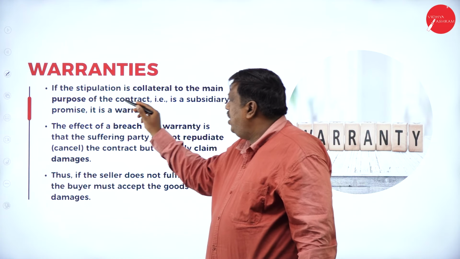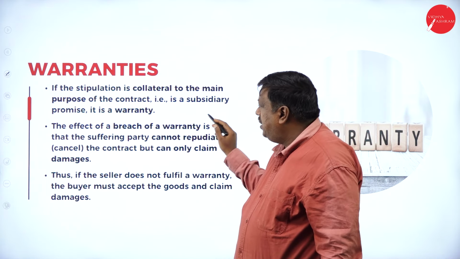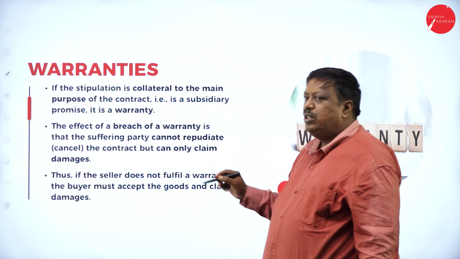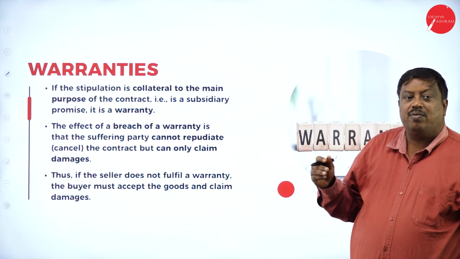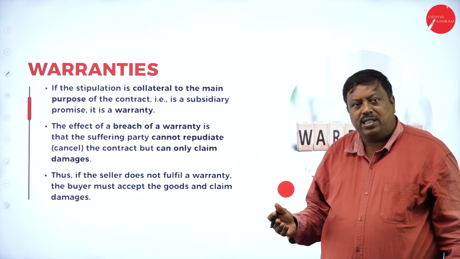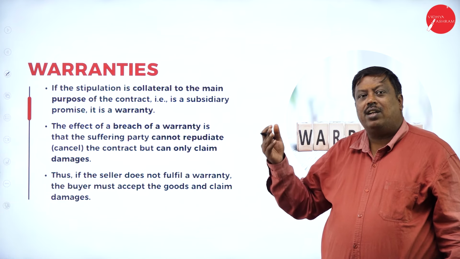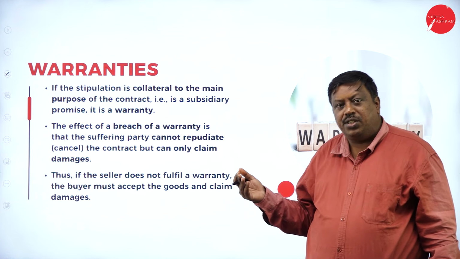Warranty. If the stipulation is collateral to the main purpose of the contract, that is a subsidiary promise, it is a warranty. So, here one more: condition and warranty. The condition is different and the warranty is totally different. Additional point, or sub point, for the condition here.